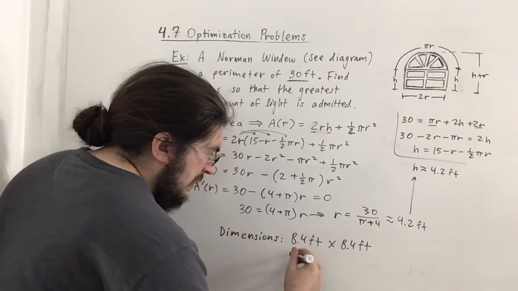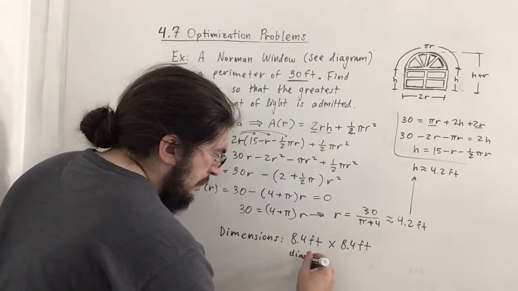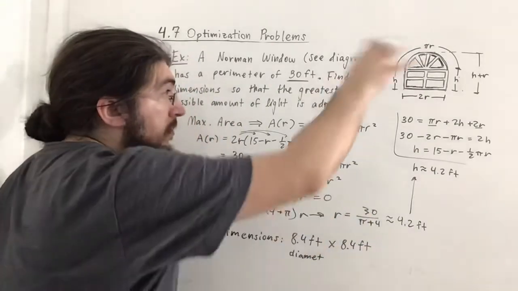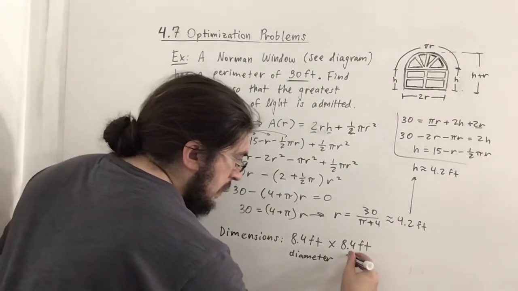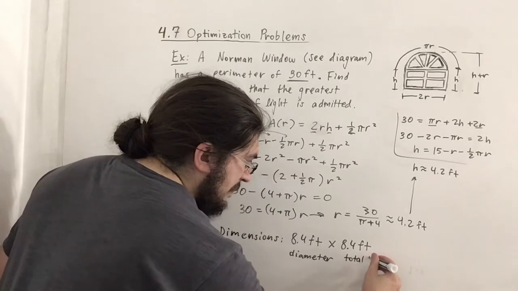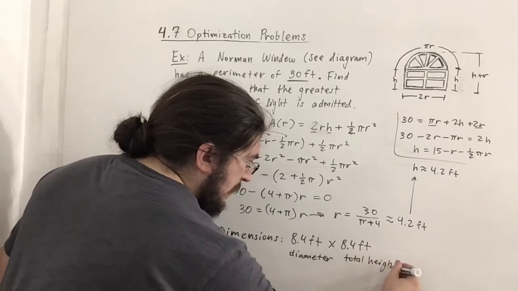Again, where one of them is the diameter of the top semicircle, and the other one is the complete height. So let me just write that as total height. Again, just to be kind of specific.